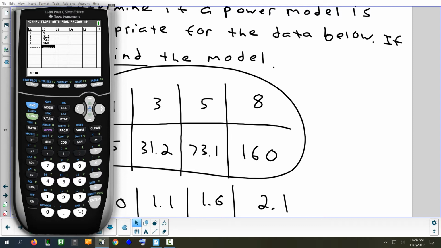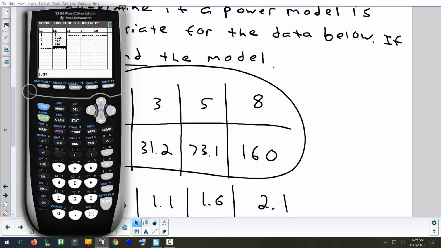Now, another thing is you don't have to use L1 and L2. The reason I do it that way is because the default, the automatic for the calculator, is to assume x's are in L1 and y's are in L2. If you do it that way, it's less work. If you don't, then you have to tell your calculator where you put your x's. Oh, I put my x's in L6, and I put my y's in L4 or something. Right? But if you put them in L1 and L2, that's what the calculator normally goes with.